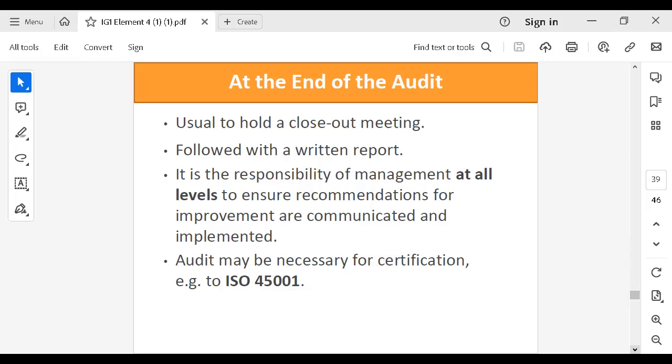And audits may also be necessary for certification. For example, ISO 45001. For ISO 45001 you need a proper audit.